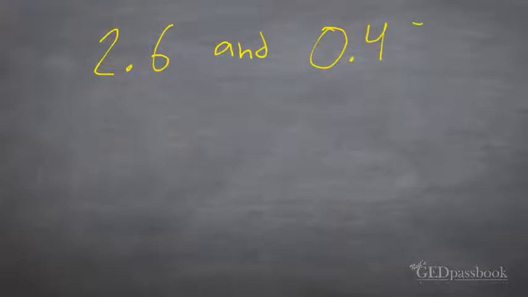So if you're given something like this, the question is, find the product of 2.6 and 0.45. What does that mean? Multiply. Product means multiplication, right? So find the product of 2.6 and 0.45.